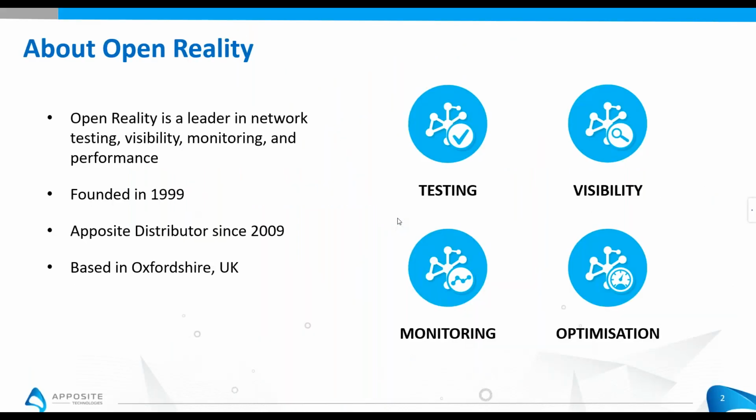For those of you who are not familiar with Open Reality, we've got a few strands to our business, but the division that's most relevant for this morning is our performance management portfolio. We do a few different areas in the network performance space. Today we're going to be focusing on application and network testing, but we also have different technologies in place for monitoring the performance of applications, as well as various acceleration and optimization techniques.